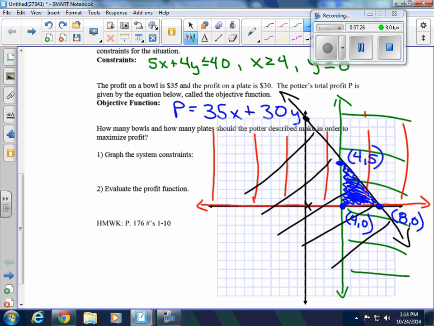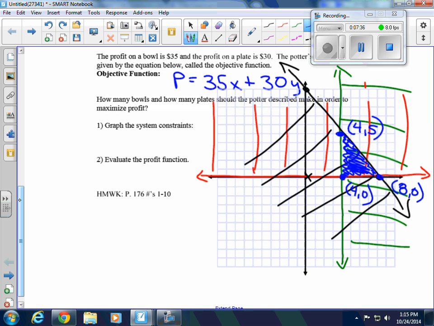So what we're going to do now is check each of those. We're going to plug them in to see which one gives us a max, which one gives us a minimum, and so on. So we're going to take each ordered pair and plug it into our objective function. I'm going to start with the ordered pair 4, 5. So if we plug that in, we're going to have 35 times 4 plus 30 times 5, and we're going to do the math on that.